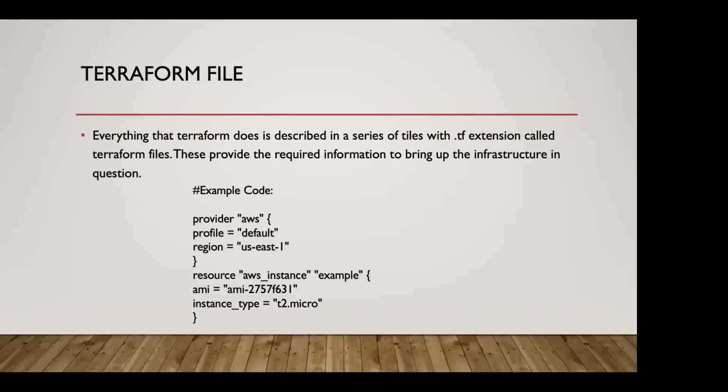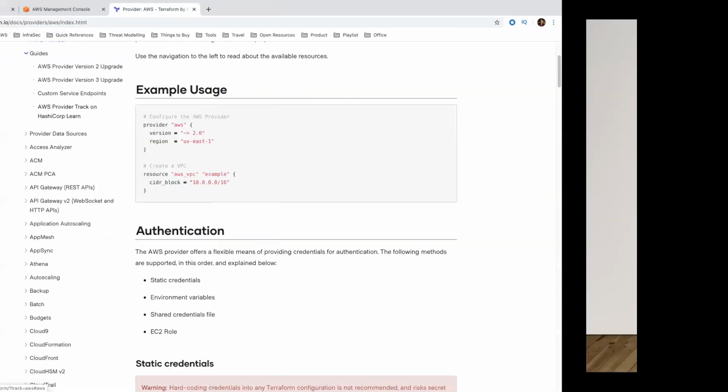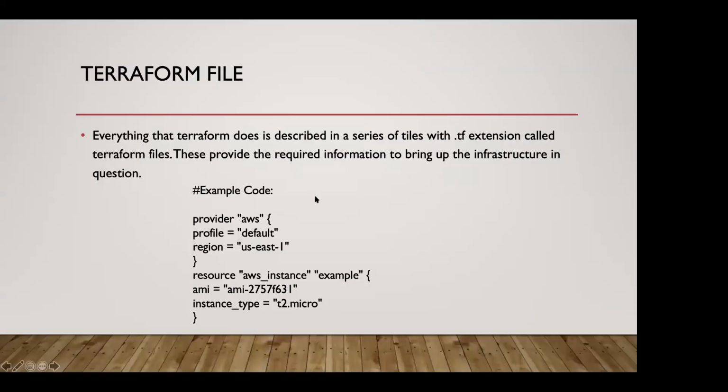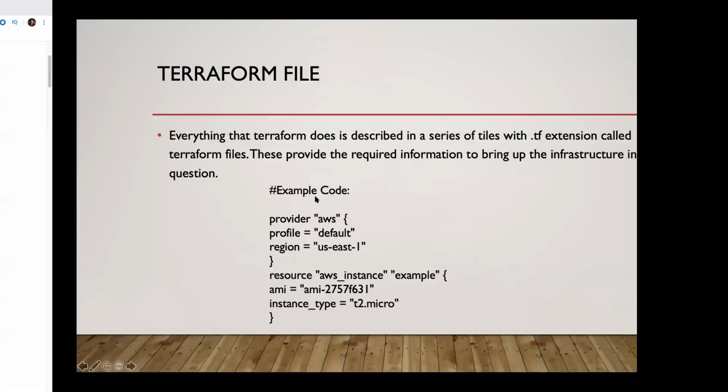So Terraform basics. What exactly is a Terraform file? A Terraform file is the configuration file where we specify what kind of infrastructure we would be needing. In a simple example here, this is our first example code, which we can use to bring up a simple EC2 instance. Let's go ahead and do that. The file extension for this is usually .tf.